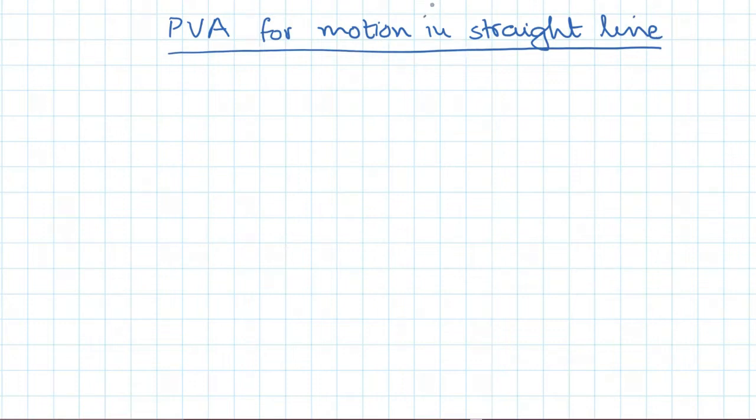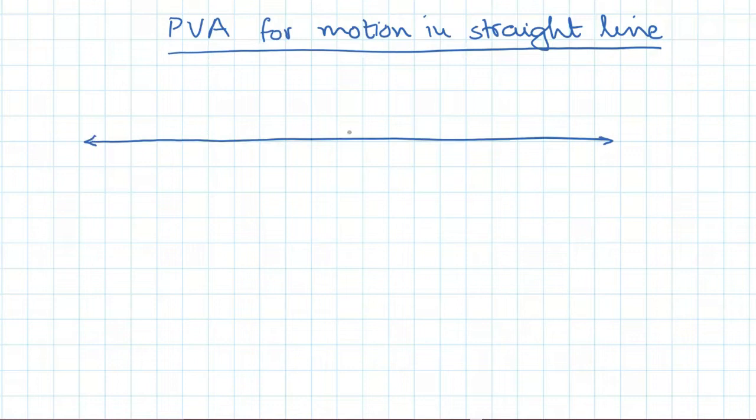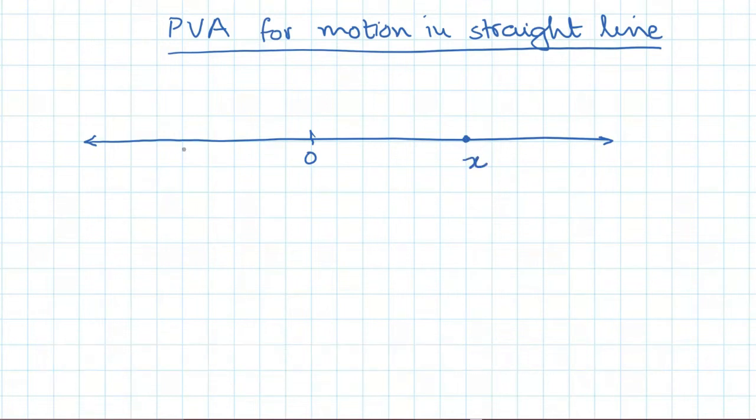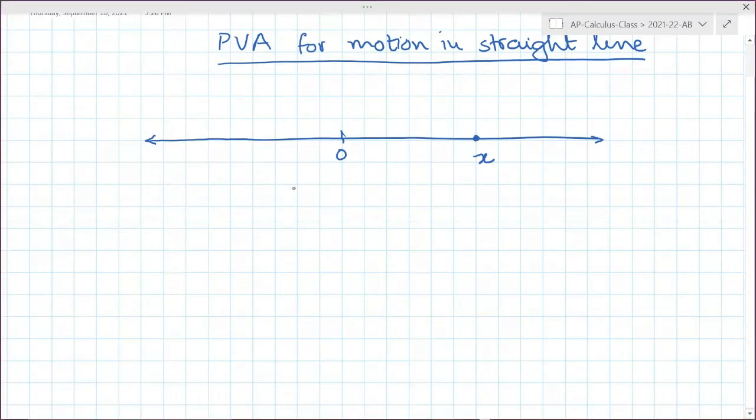So let's look at PVA, or position, velocity, acceleration, when an object is moving in a straight line. This is the number line, and there's a particle at position X. So it could be positive or negative, right? Position could be any of these places, and this particle is moving with time t. So your independent variable is t and dependent variable is position.